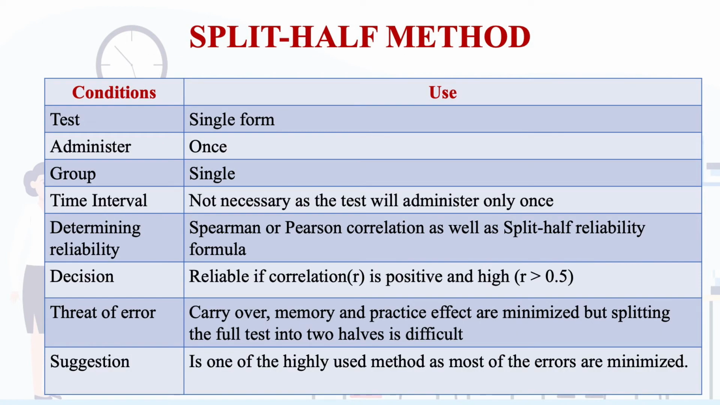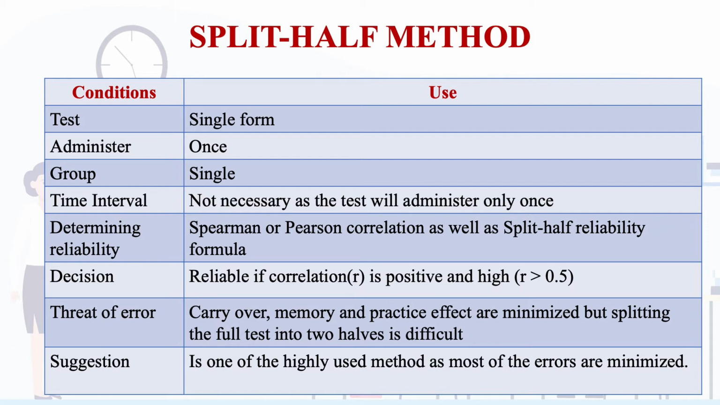So friends, split half method means, you see the term that has been used, split half. Split means you have to make it two parts, two halves, and you have to find out the reliability. So how to do it? First of all, under this condition you will find that a single test will be used, and the test will be administered only once, upon a single group.